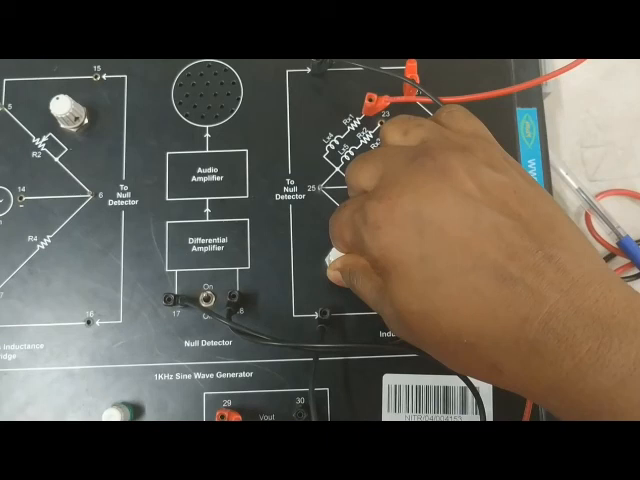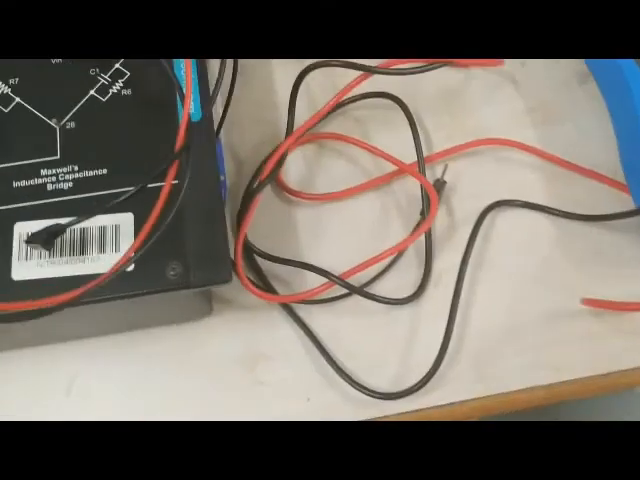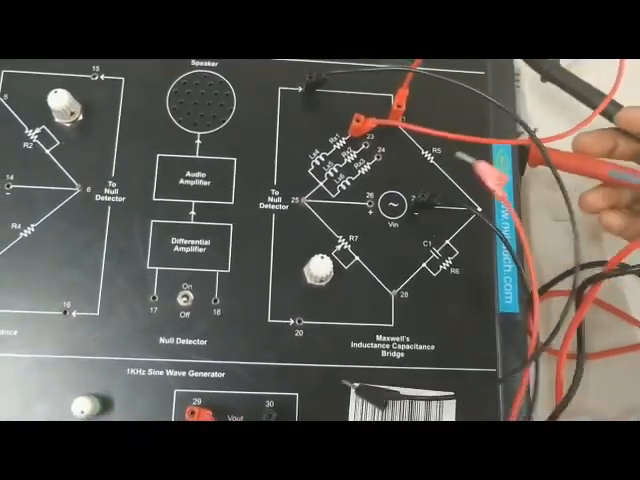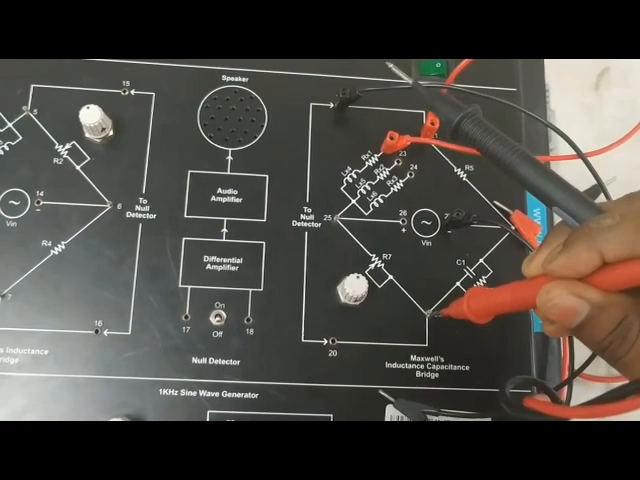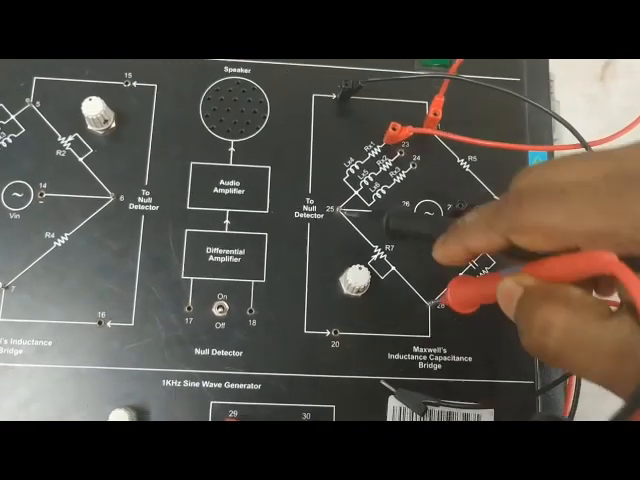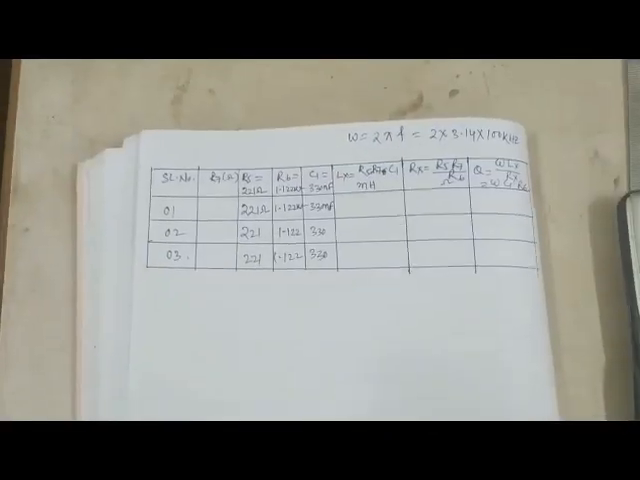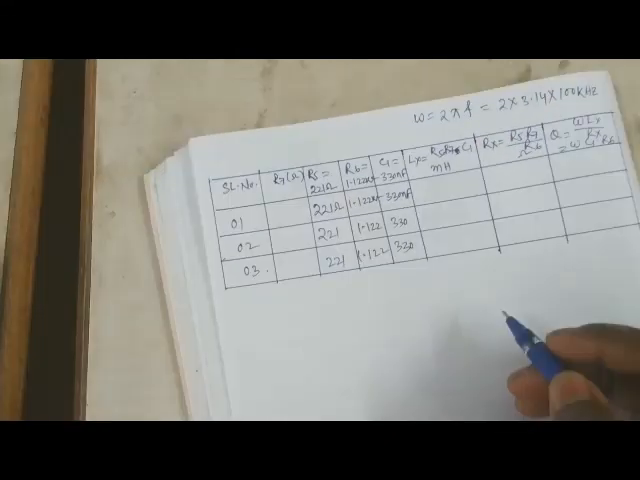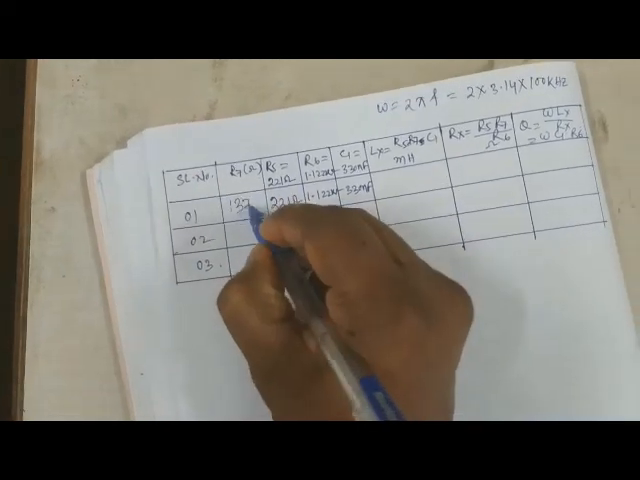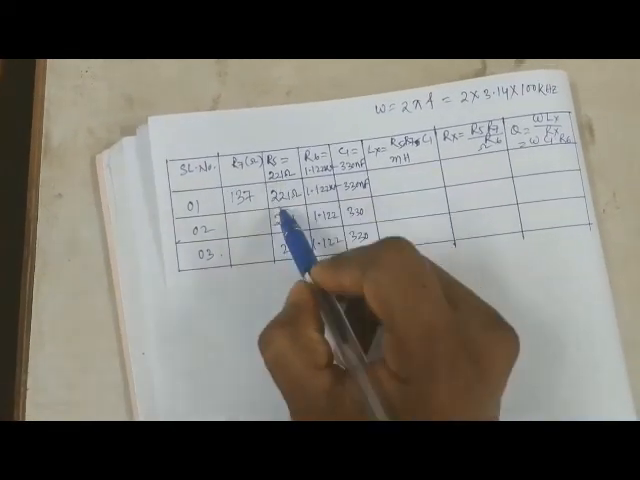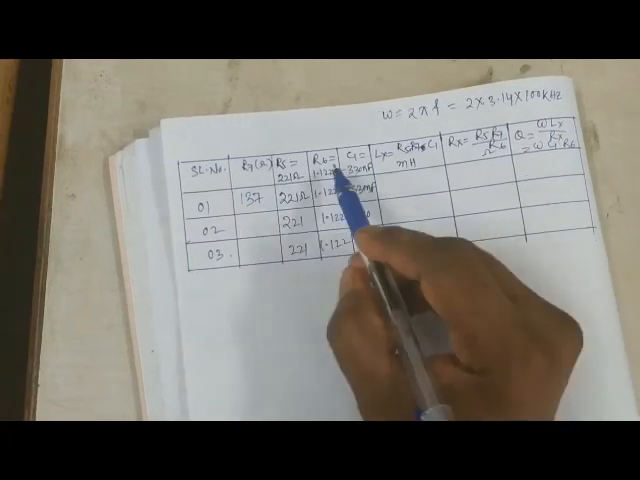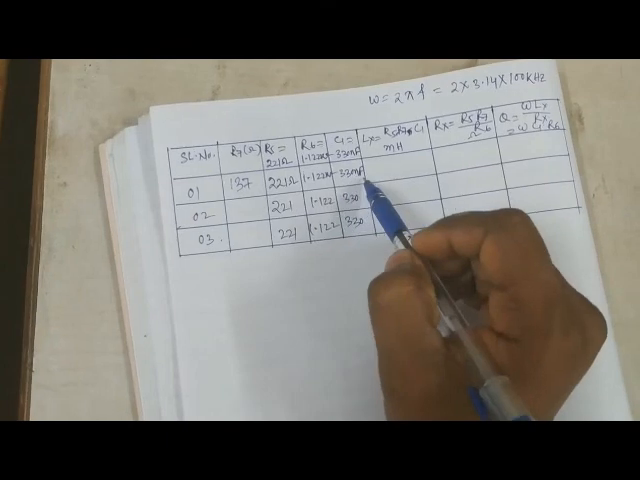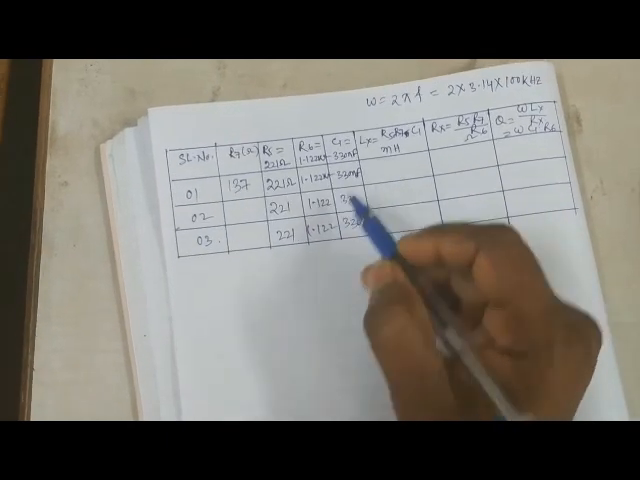Here the value is, here R7 is 137 ohm and R5 is 221. It is written, R6 is 1.122 kilo ohm. C1 is 330 nanofarad. So find out Lx.